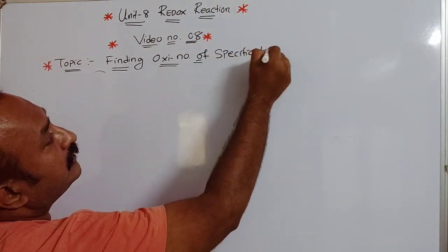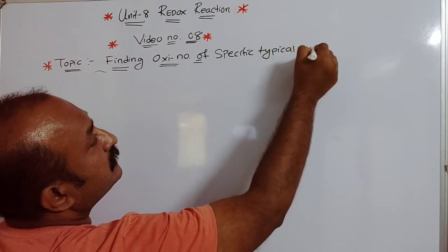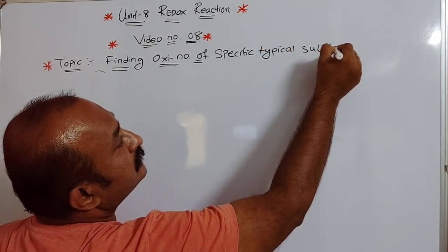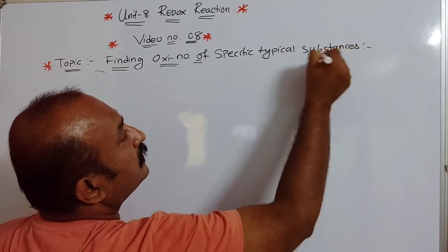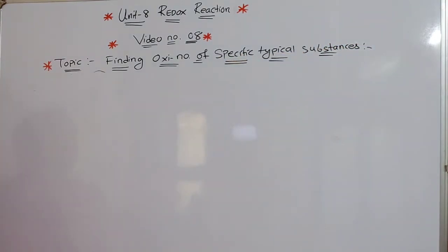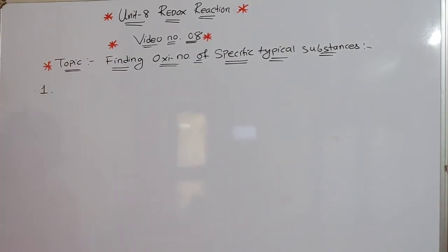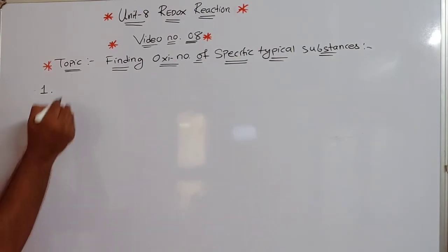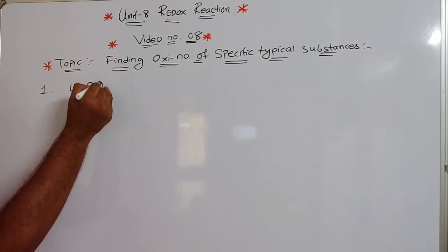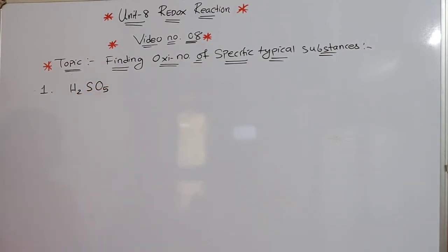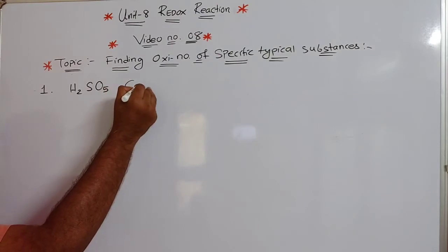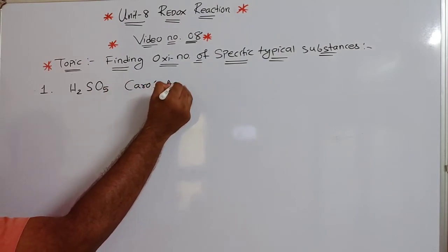Specific typical substances. Clear? Now in this case, specific typical substances, one example is there in your textbook. You can see it is H2SO5. This one is very important because it is asked in entrance and our board also. It is called Caro's acid. Which acid? Caro's acid it is called.